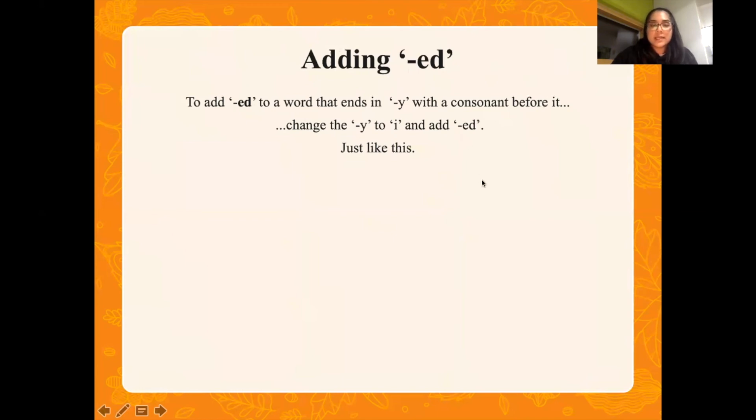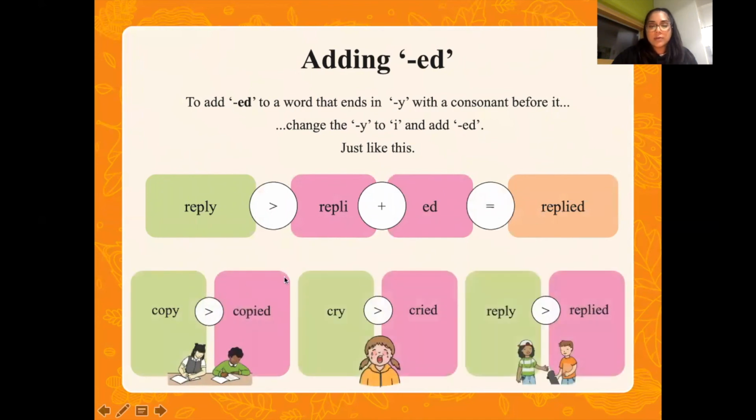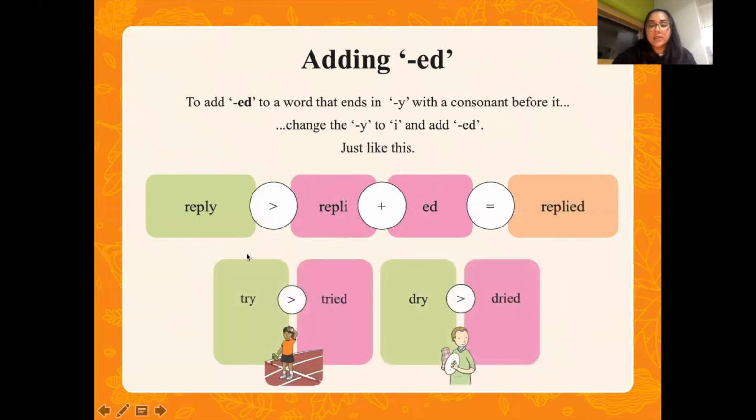Okay, so when we add ed, just like we said, we take off the y, add the I, and add ed. So for example, reply becomes reply with an I, and then we add ed to get replied. So how can you have a go at writing copy to copied in this form, as well as cry to cried in this form as well as reply and replied. Pause the screen and have a go. Great. Can you also try and do the same to these in this form?